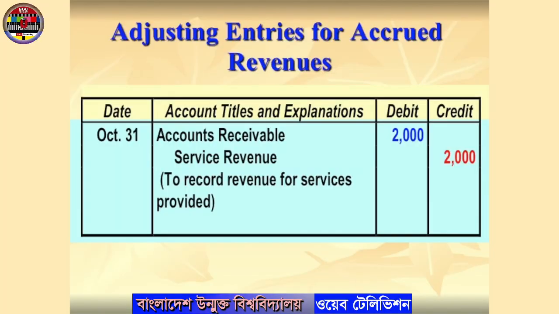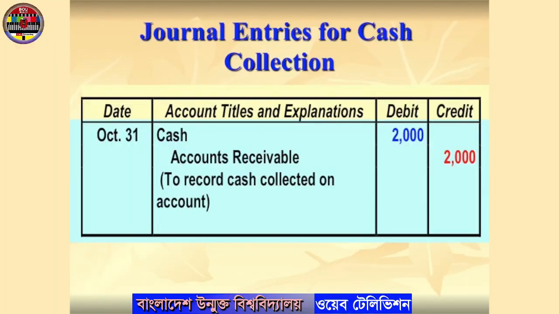So, if Nahid makes the adjusting entry, the journal entry will be as you see in the screen: accounts receivable Taka 2,000 and service revenue credit Taka 2,000. And on November 10, if Nahid receives cash of Taka 2,000, the general journal would be cash debit Taka 2,000 and accounts receivable credit Taka 2,000.